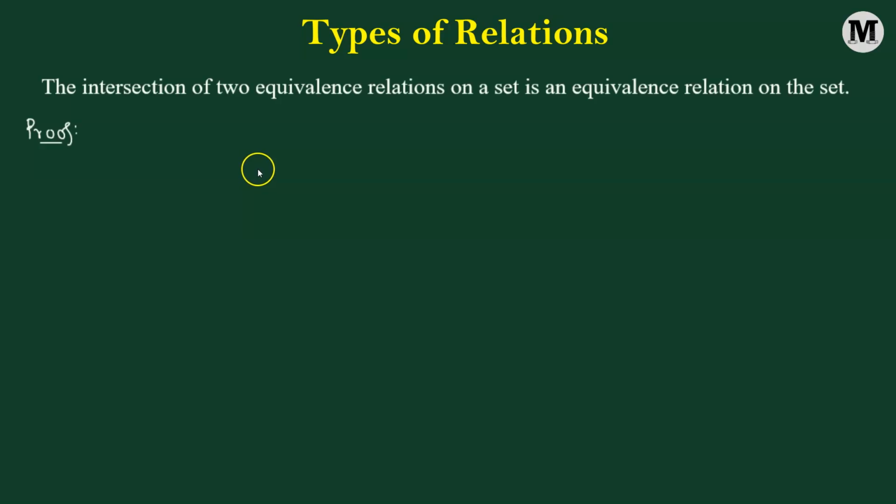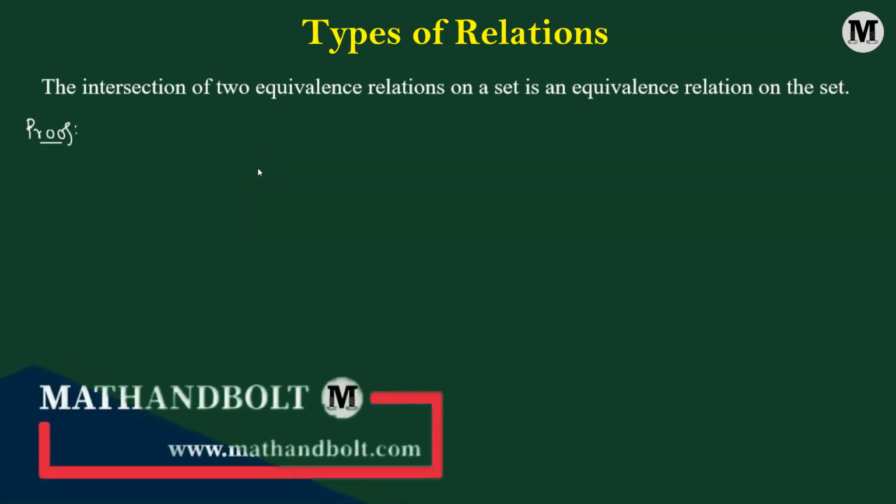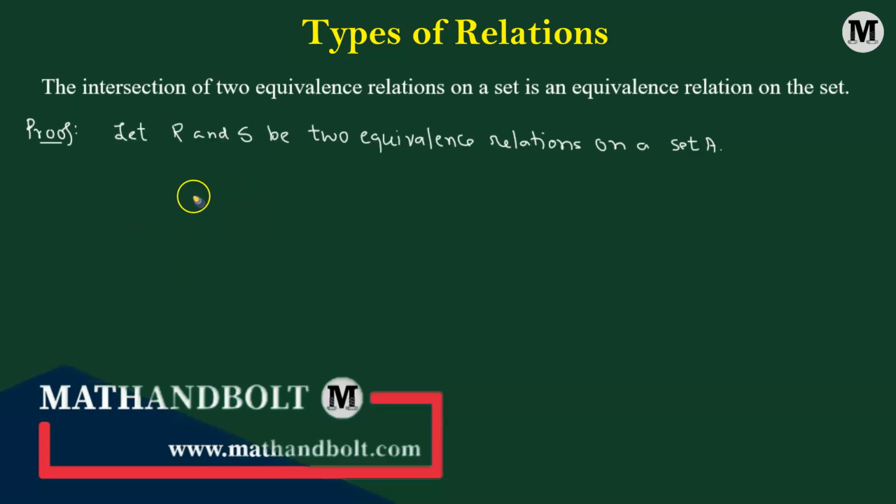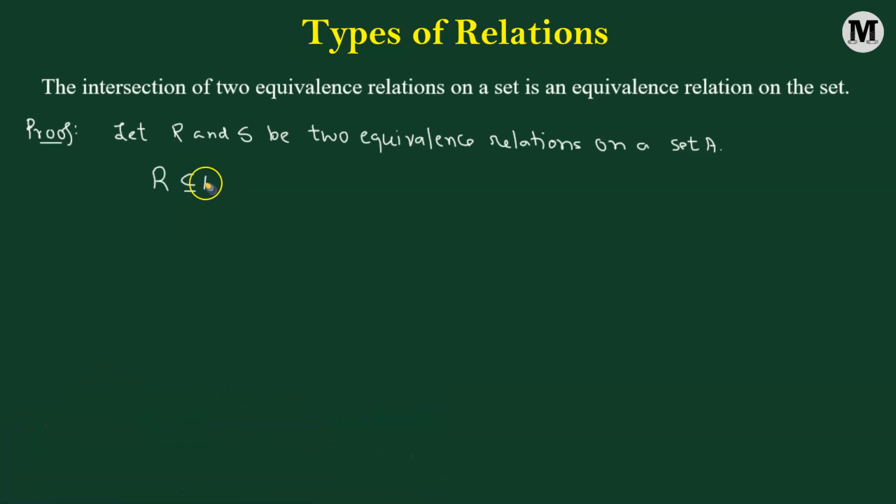Let us consider two relations R and S which are equivalence relations on a given set A. In other words, we have the relation R, which is a subset of the Cartesian product of the set A with itself, and we have the relation S, which is also a subset of the Cartesian product of the set A with itself. Now this must imply that if we take the intersection of the two relations R and S, then R intersection S must be a subset of the Cartesian product of A with itself. This is what we need to prove.